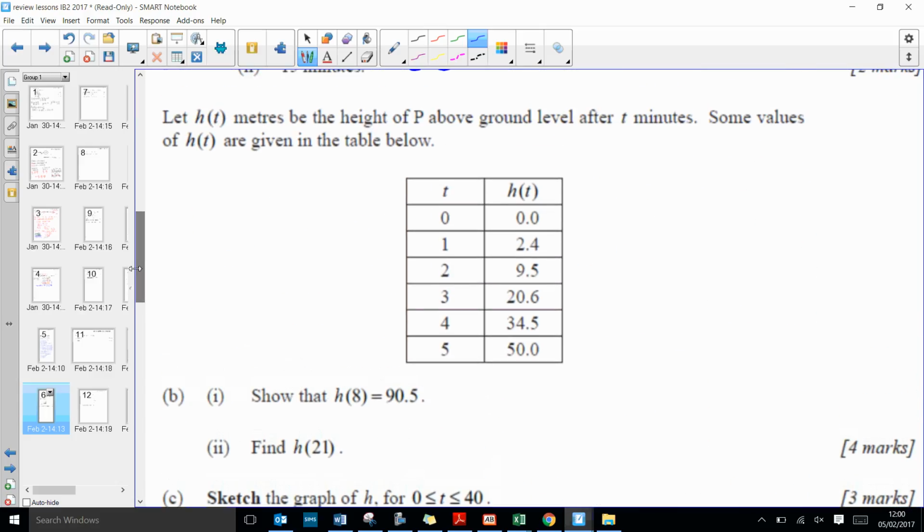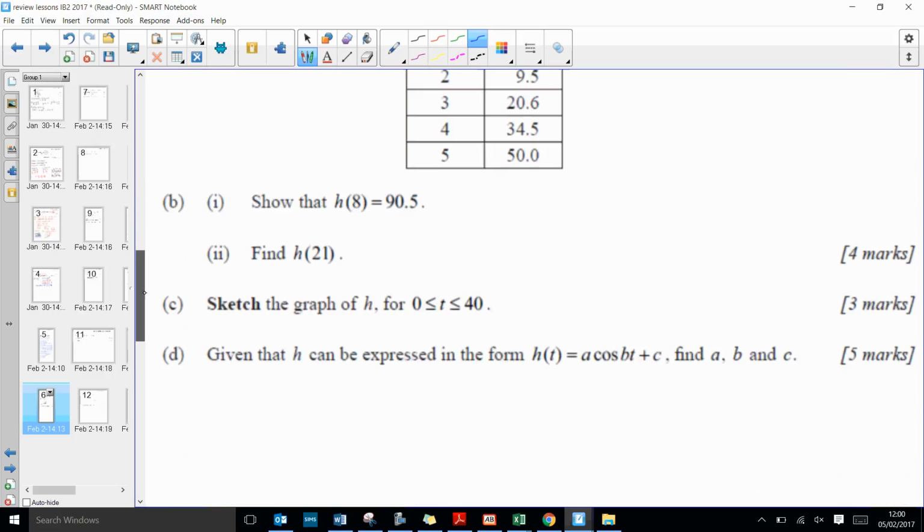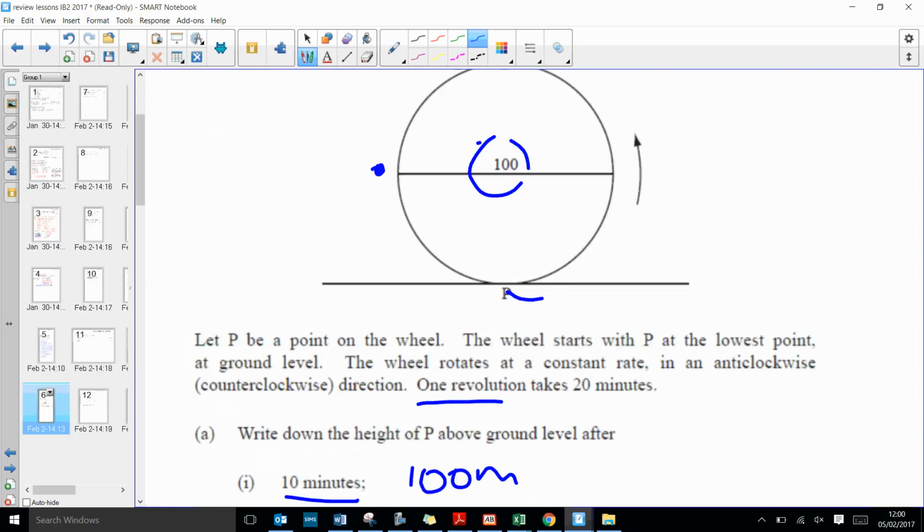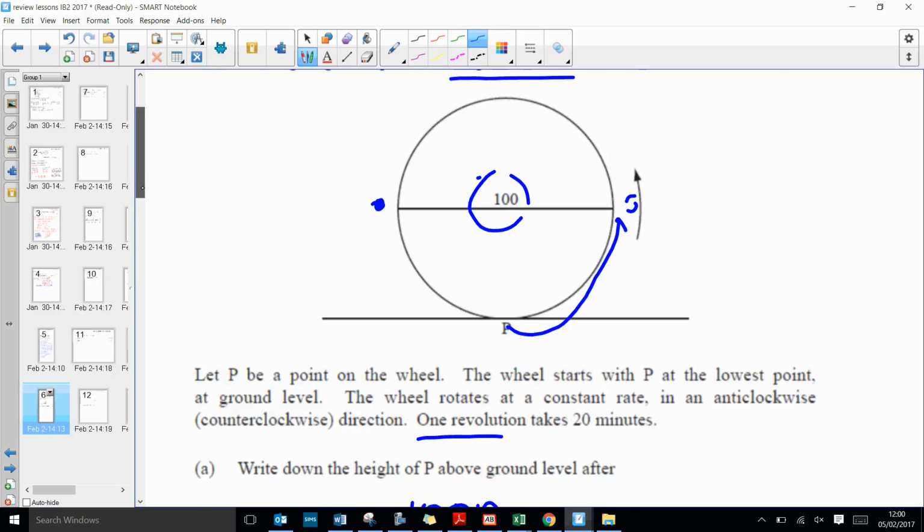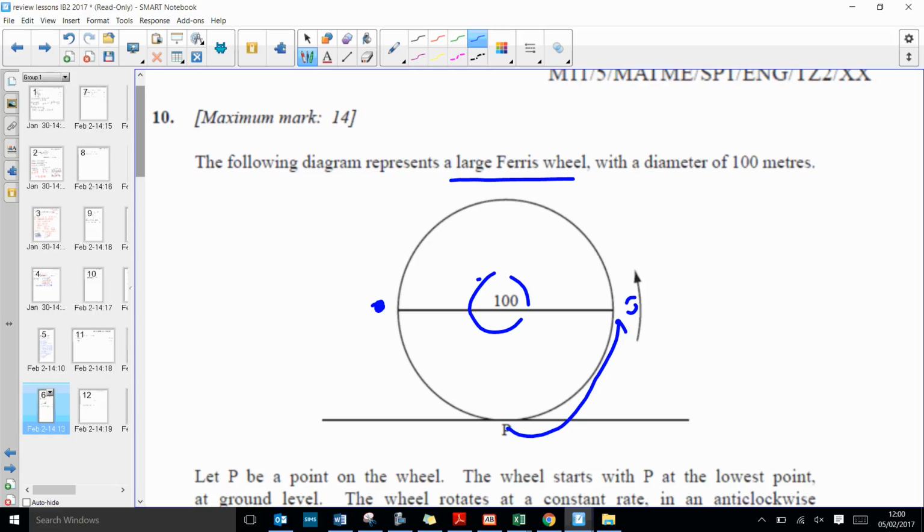Here we've got some information about the height of it after certain time frames. Show that H(8) is equal to 90.5. Well, we know the first 5 minutes, so they've told us the information between this point and this point. We know that circular functions have symmetry, so as this has increased to this point, it's then going to decrease in the same manner going back up to this point.